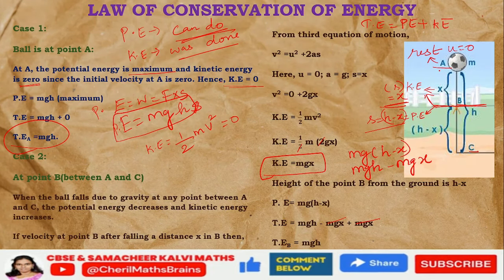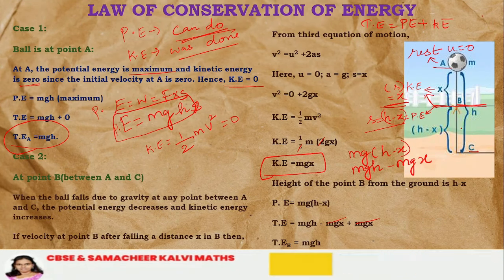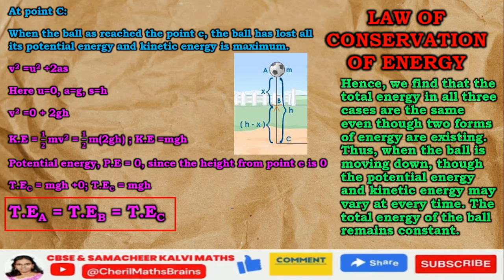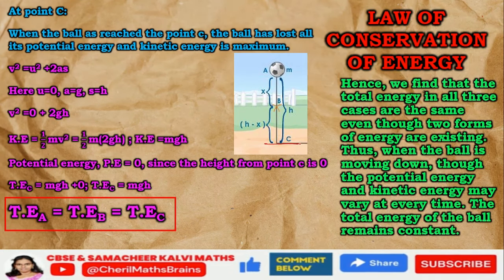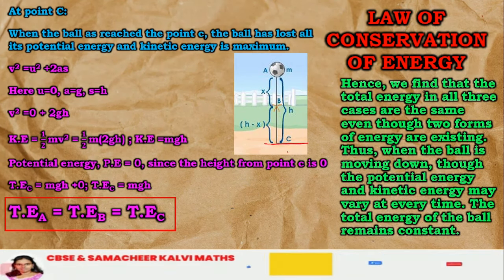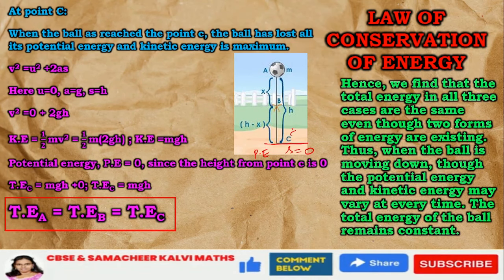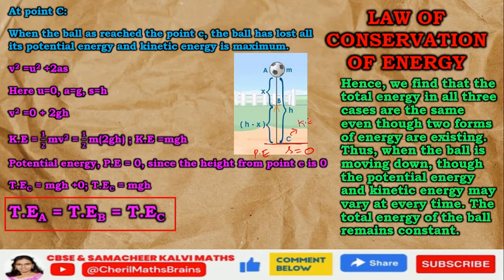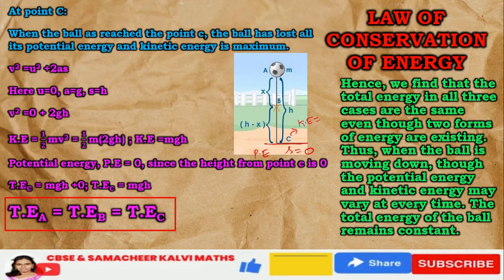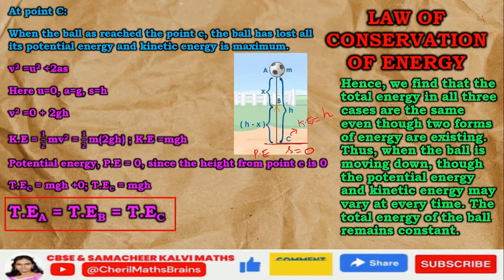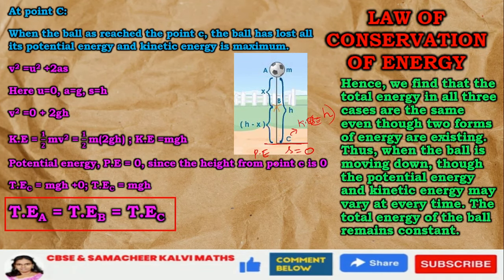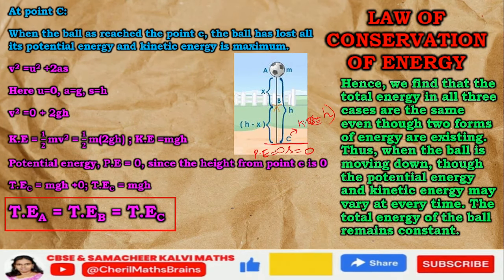So you've done it for A and at point B. Now we will have to do it for point C. At point C, can it travel any more height? No. So your S is going to be 0. This is for your potential energy. At point C, what will be for your kinetic energy? It has traveled a distance of h. So your S is going to be h. Since S is 0 for potential energy, directly potential energy will also be 0.